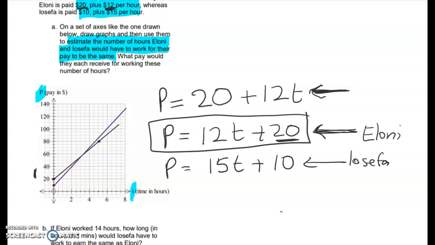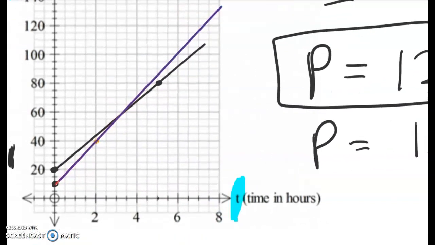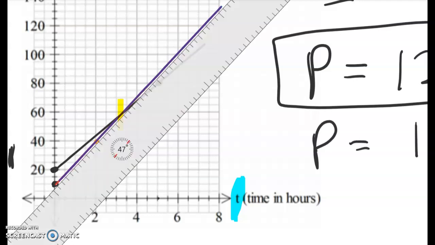But if we're just looking at the graph, let's see where they're earning the same amount of money. It looks like it's about here. So working that back down, let's see how many hours that is. We'll see how accurate we get it.